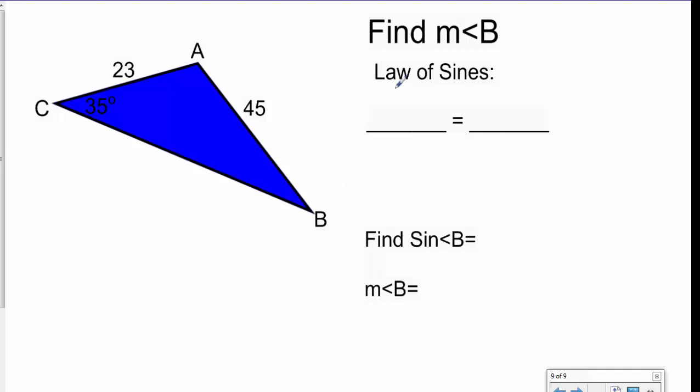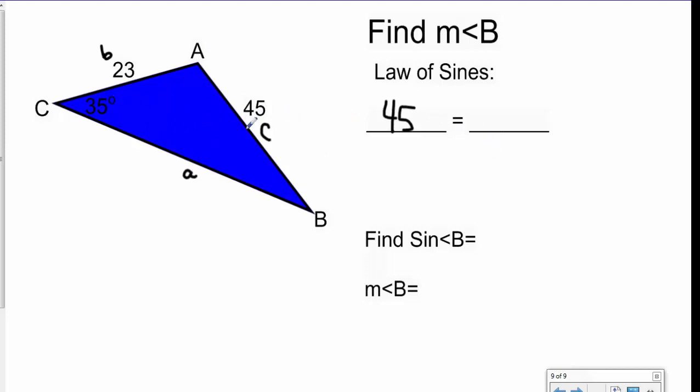We set up the law of sines in the same way that we just went over on the other examples. 45 is the side, so this would be side little c, this is side little a, and this would be side little b. Remember that it gets the same name as the angle across from it.